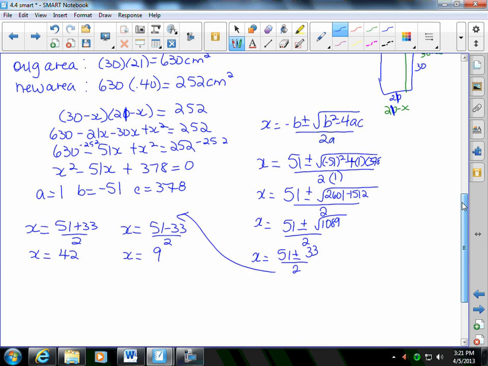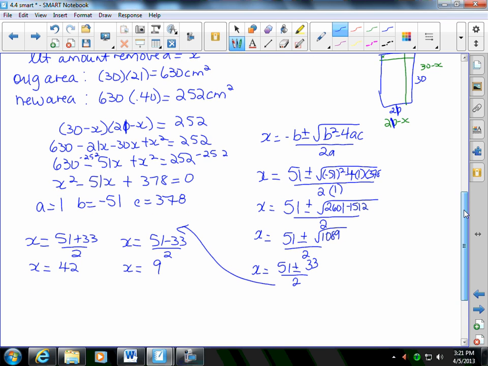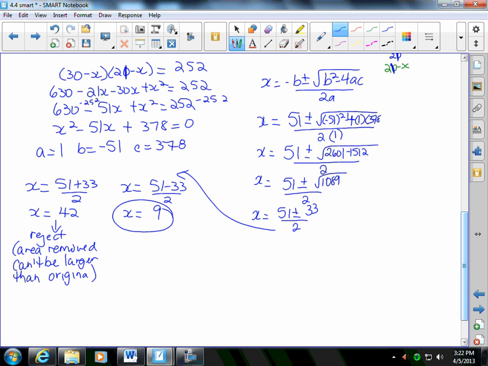I have to check and see if they work. So if I put my 42 into my 21 minus x and my 30 minus x, I'm going to have 21 minus 42, which is a negative value, and 30 minus 42, which is another negative value. So it means that I have to reject this, because the amount I remove can't be larger than what I originally had. So that means x is equal to 9 is my solution.